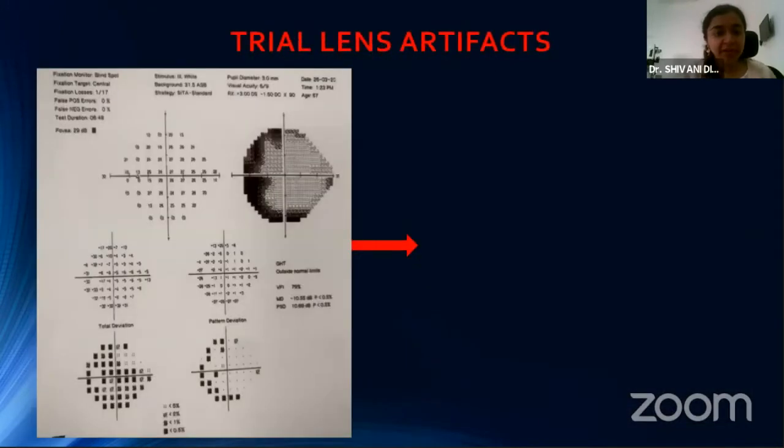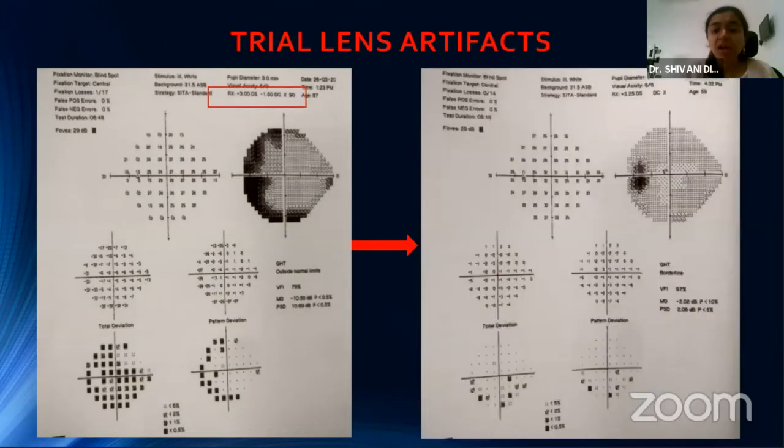So another example here on your left, you can see how the pattern deviation probability plot is showing defects in the temporal visual field. The GHT is mentioned as outside normal limits. So this patient had a hypermetropia of +3 diopters. Now when, by properly placing the trial lens, we repeated the test, we can see how the visual field has improved.